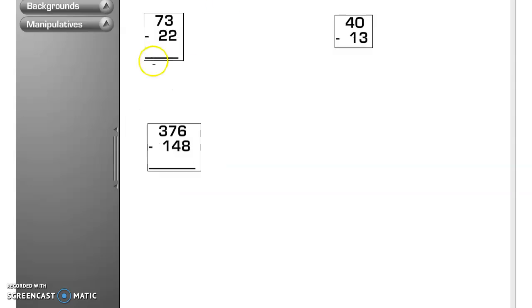Your problem today is you are going to pick one. So 73 minus 22, or 40 minus 13, or 376 minus 148. And what you're going to do is you are going to estimate the numbers and then subtract. You will turn one problem in. You choose one of these three and put it on a Post-it and turn it in.